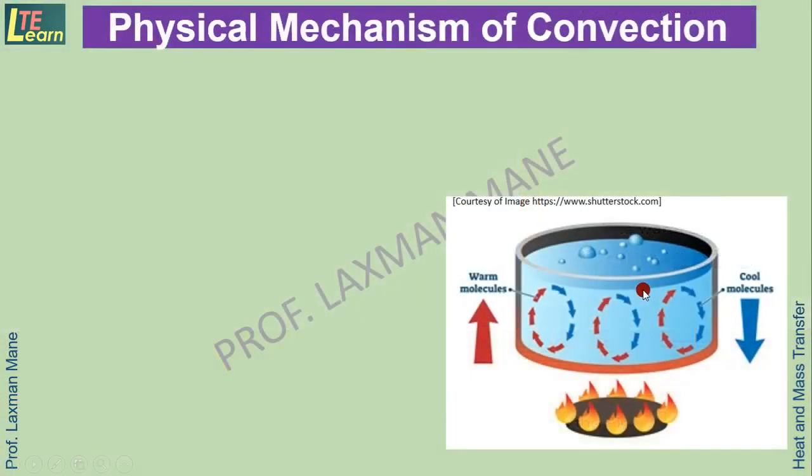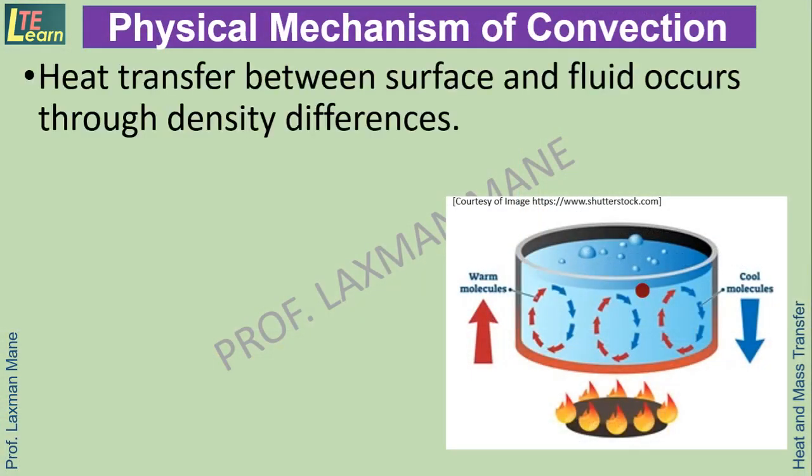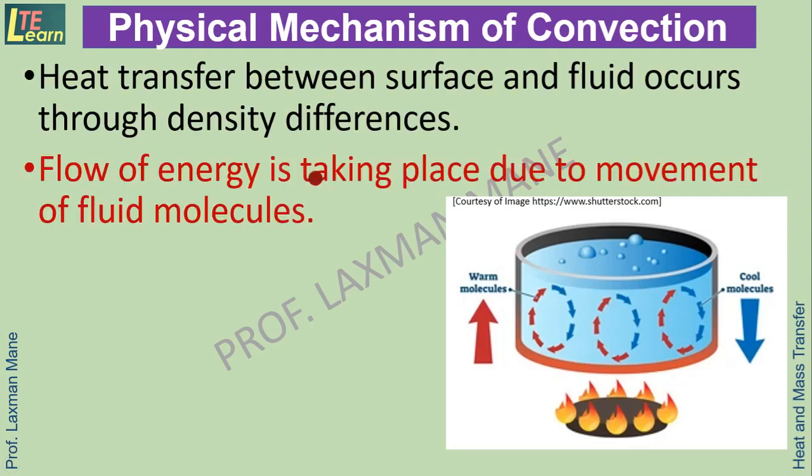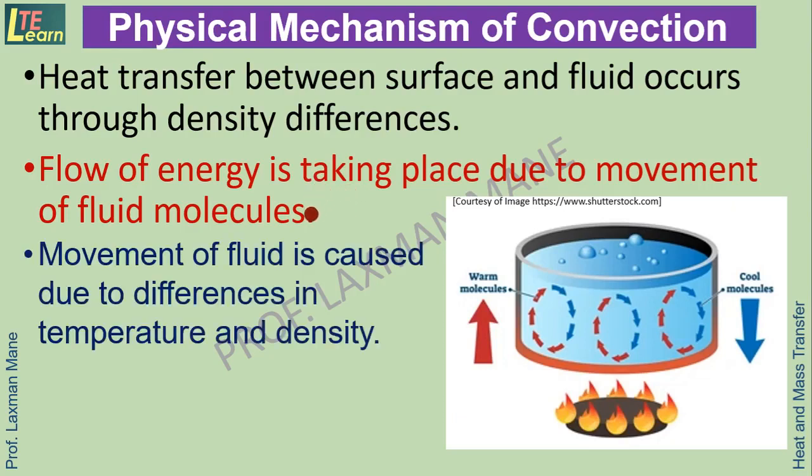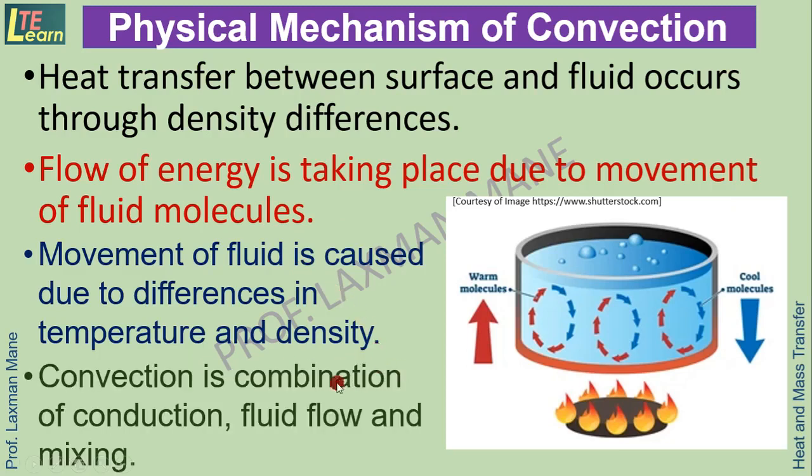To sum up the concept: heat transfer between a surface and a fluid occurs through density differences, and the flow of heat energy takes place due to movement of fluid molecules. Movement of fluid is caused by differences in temperature and density. So, convection is a combination of conduction, fluid flow, and mixing.